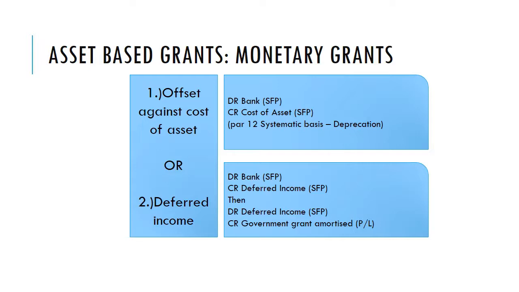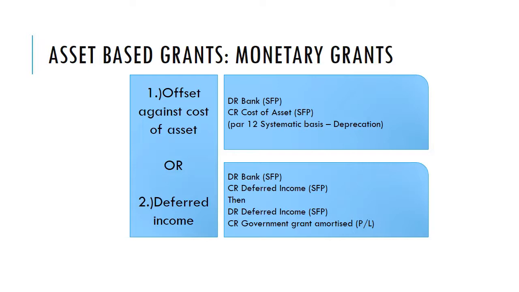Whereas with option 2, here you still receive the money, debit bank, but now you're crediting a deferred income in your SFP. So you're creating a liability in your SFP. But then you have to amortize this deferred income to profit and loss. So you decrease the liability, you debit your deferred income, and you credit the government grant amortized in profit and loss. So you still amortize it over the same useful life as the asset, but now you have a separate income in profit and loss. So you need to know both of these methods.